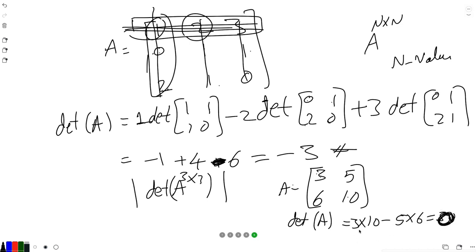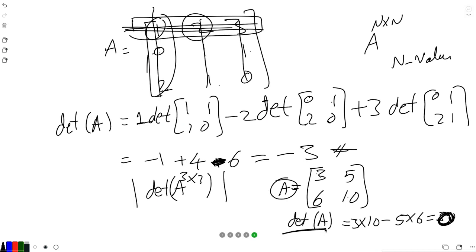Okay, because 3 times 10 is 30, minus 5 times 6 is 30, so 30 minus 30 is equal to 0, which means that A is a singular matrix, or A is not full rank in this case. The determinant of a matrix doesn't represent the rank, but if it is not full rank, the determinant will always be 0. Okay, so this is important to remember.